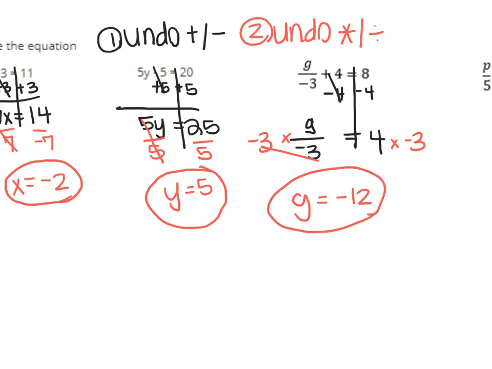Number 4, again, I'll start with undoing any adding or subtracting. So I will add 7 to both sides. So all that's left is P over 5 is equal to 33 plus 7, which is 40. And my last step, I will multiply both sides by 5 since I see divide by 5. So I'm undoing the operation that I see. P is equal to 40 times 5, which is 200.